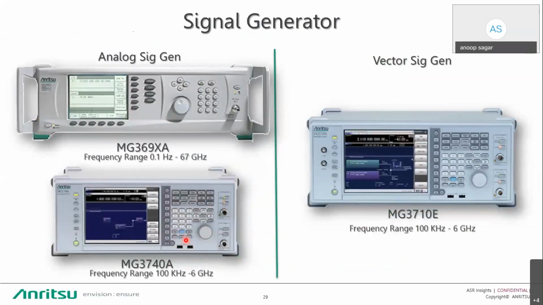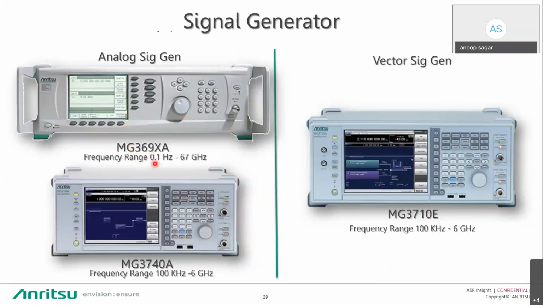So, moving forward to the portfolio available with Anritsu. We have a couple of signal generators available with us. First one is the analog signal generator, and the second one is the vector signal generator. You see this, the MG369X series is an analog signal generator.